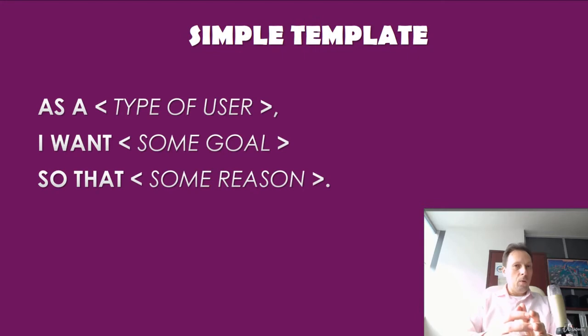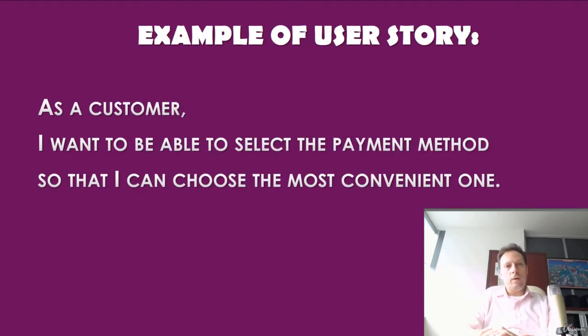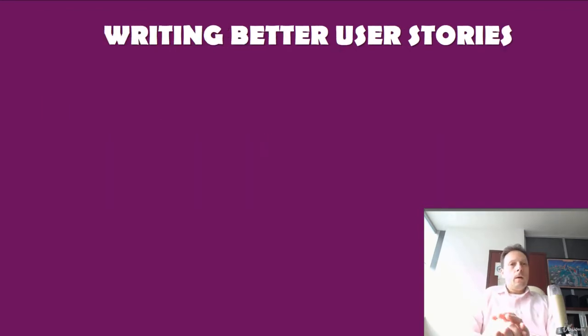They typically follow a simple template, as this one you can see on your screen. As a type of user, I want some goal, so that some reason or some benefit. Now let's see one real example of a user story. As a customer, I want to be able to select the payment method so that I can choose the most convenient one. Now let's talk for a second about how to write better user stories.